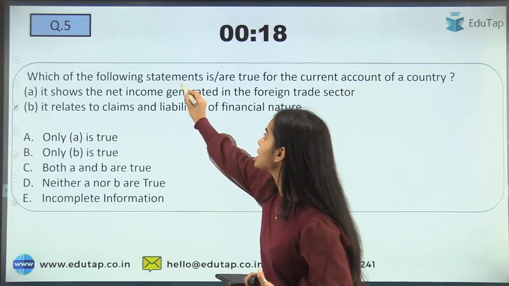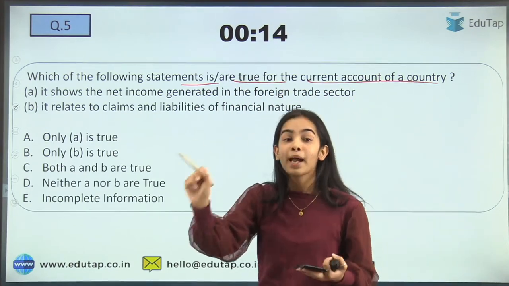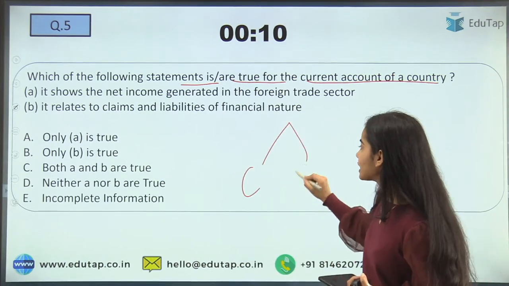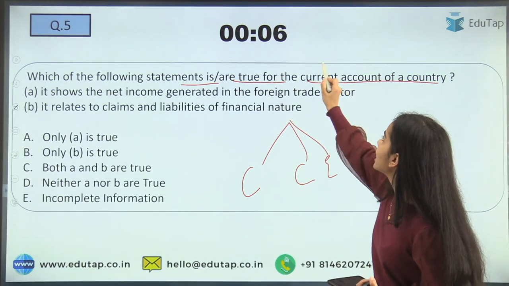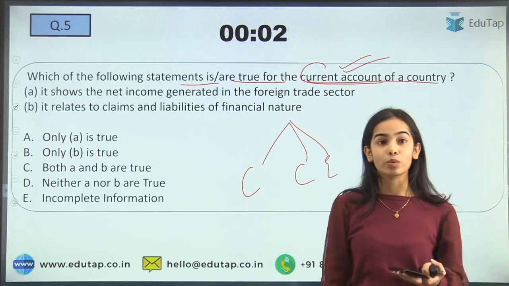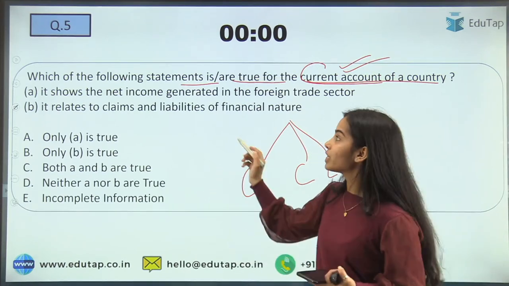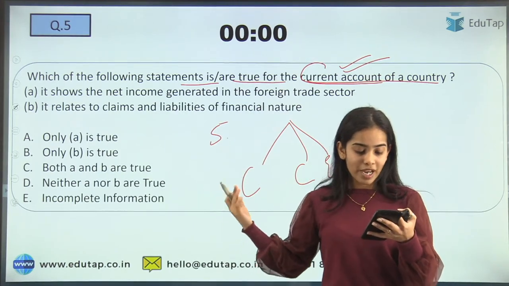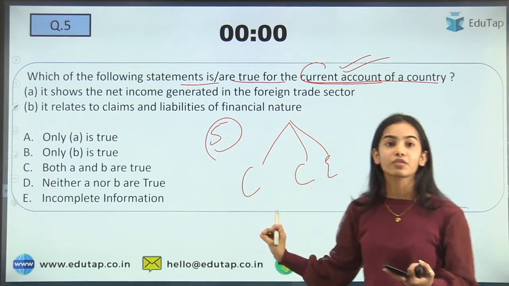Which of the following statements is or are true for the current account of a country? Balance of payment mostly has the current account and the capital account, and then there are errors and omissions. So you have to tell which of these statements is true for the current account. Very easy for you guys. I know that you can easily answer this one, and try to give the right answer by writing 5 points, whatever the answer is. Okay. So I have started getting the answers, but do write 5 so that I can understand you are giving the right answer of this question.